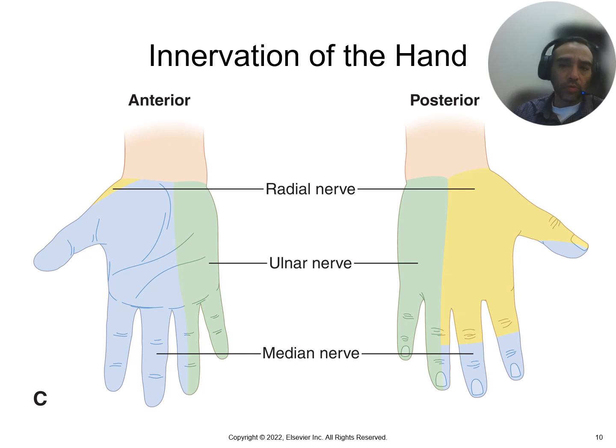Carpal tunnel syndrome. This you might know or have heard of. It's a compression of that median nerve that leads to numbness, tingling of the thumb, the index finger, the middle finger, and then the lateral half of the ring finger.